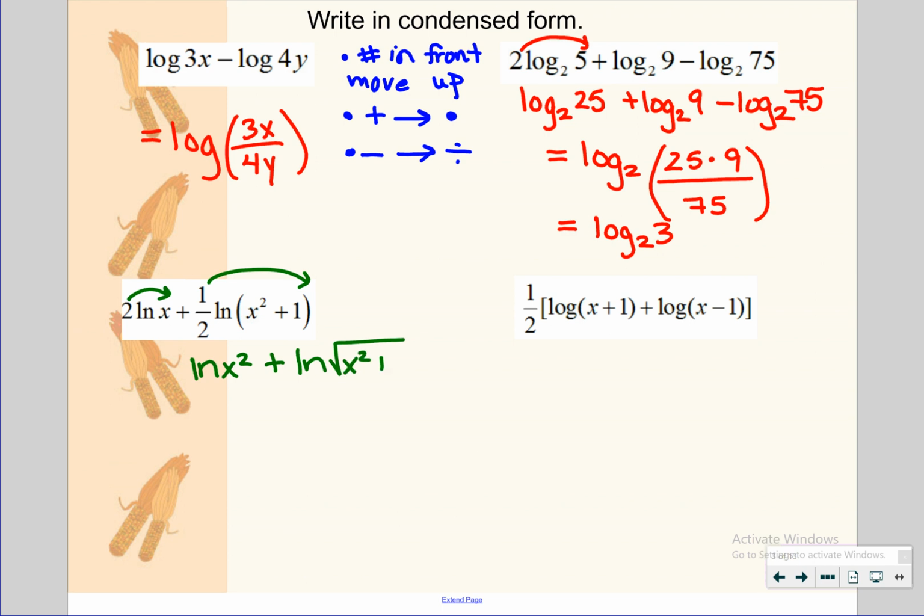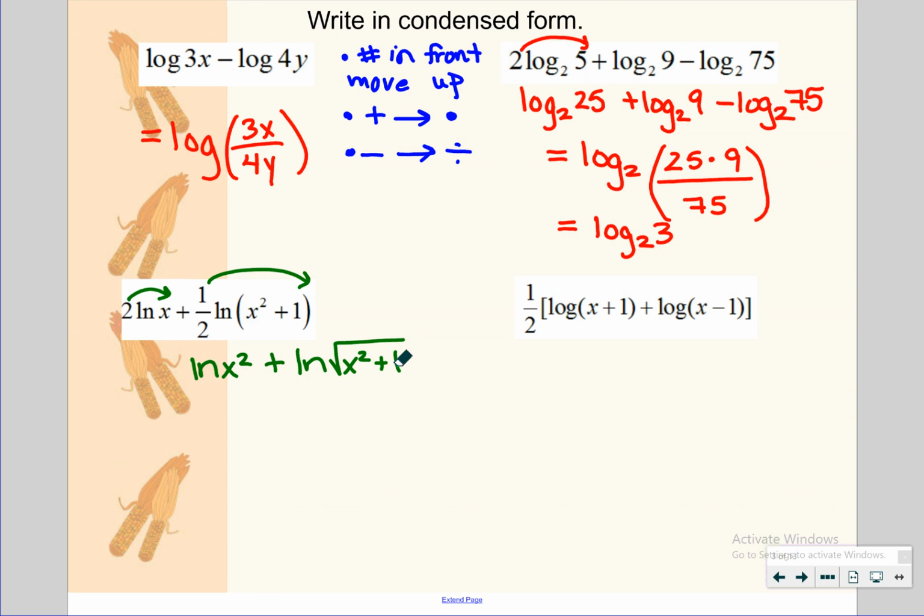They're telling us all that x squared plus 1 is going to be under that square root, or to the 1/2 power. Okay, so then I look for, do I have any addition or subtraction? Now, I do have addition here, but that doesn't do anything. It's addition between 2 logs. So this is the only addition that's allowing me to condense, okay?